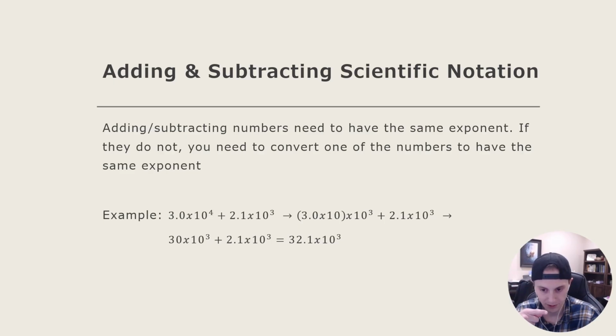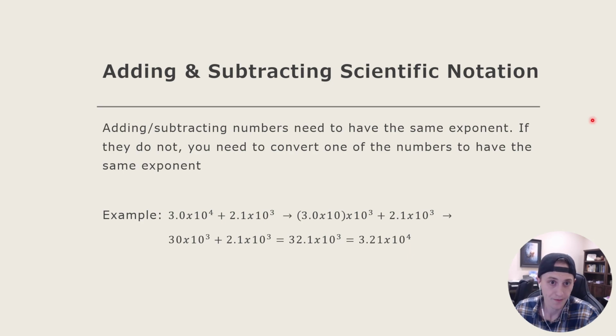And that is 32.1. That's not between 1 and 9. So we need to change it. And the way we change it is to do the reverse of what I just did at the beginning, right here, separating the 10. Now we just separate this 32.1 and scoot it back over onto the 10 to the third. So this is what I'm trying to say. 32.1 times 10 to the third is really 3.21 times 10 to the fourth.